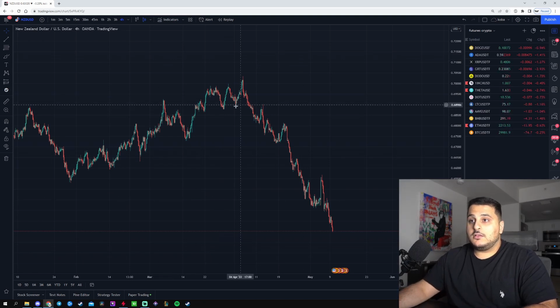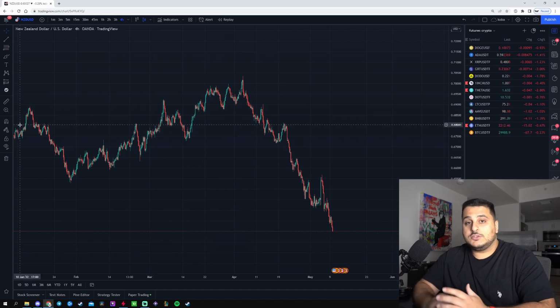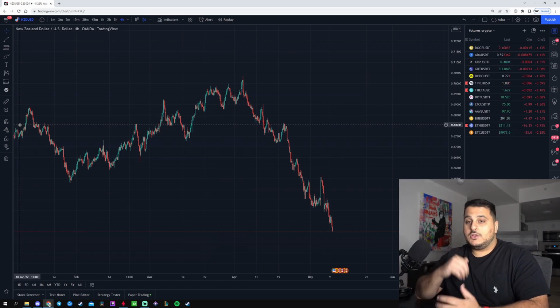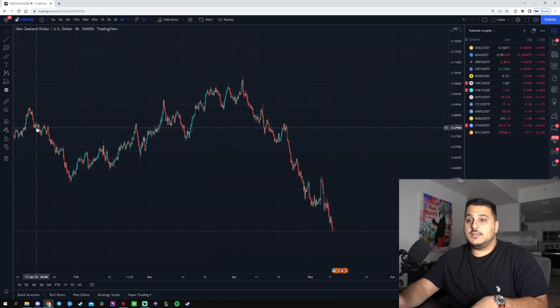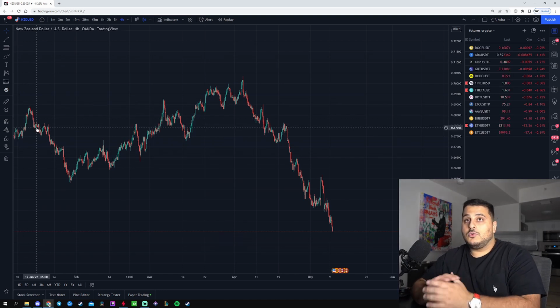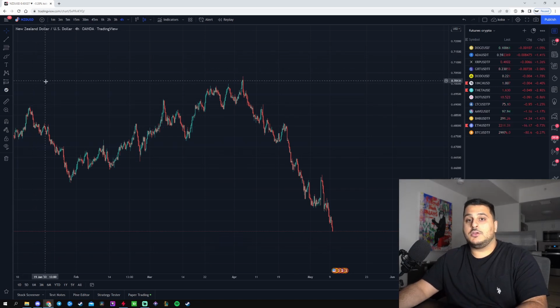Now, the chart itself, it's very basic. You have your candles. Green candles means you're going up. Red candles means you're going down. We'll go further into that alongside the video. And this is where you have the price graph. So you can see the price history of what we're looking at currently, which is the New Zealand American dollar.